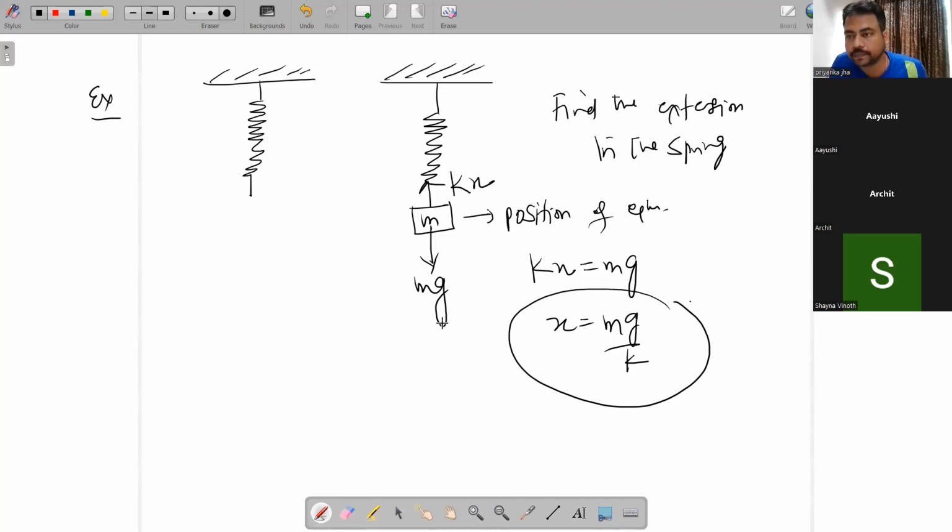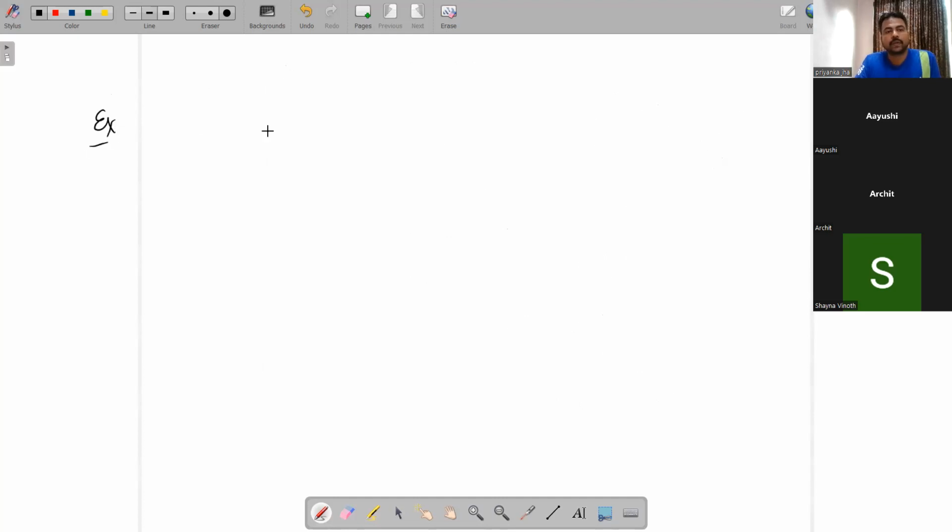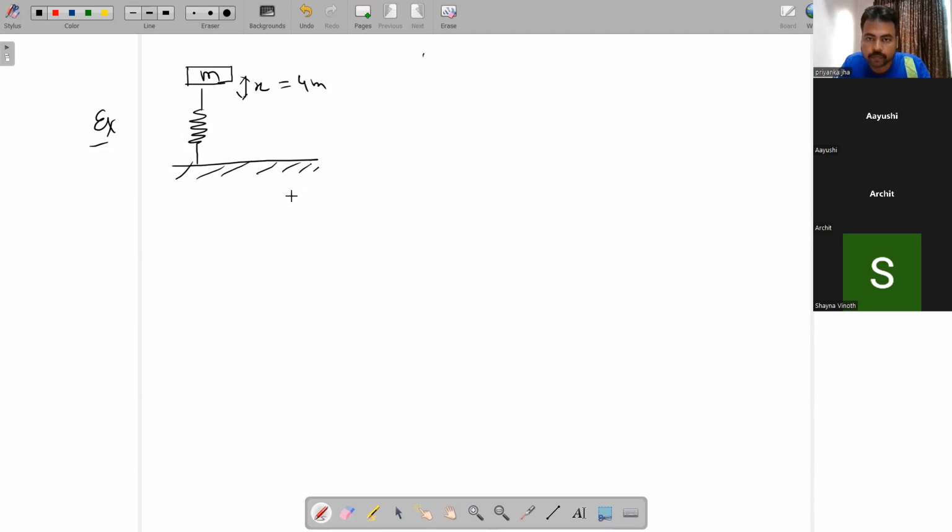Done? Noted? Yes, sir. Now, I'll ask you one question. This is, suppose, the ground or a table, any table. One spring is kept like this, fixed at this end. Suppose you put some block here of mass m. So it's obvious that because of the weight of the mass, this spring will get compressed. Suppose x is the compression, suppose it gets compressed by 4 meter.